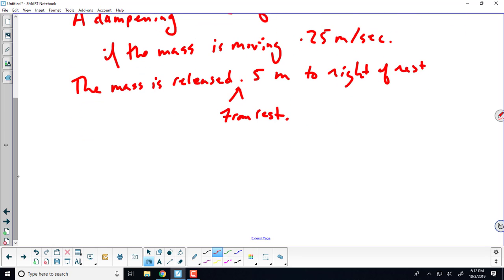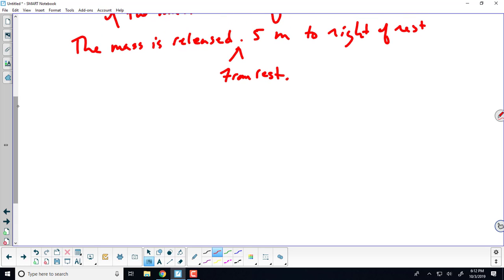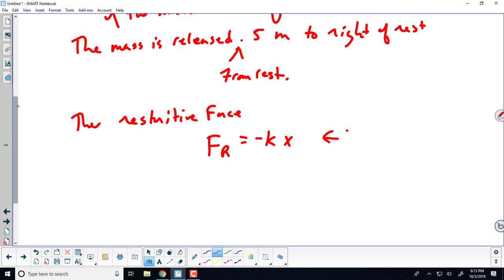So let's go ahead and figure out our calculations to set up the differential equation. Okay. So there's the restorative force, which is given by FR, opposite in sign and directly proportional to the distance stretched. So this was called Hooke's law. You've probably seen it before. Anyone not seen Hooke's law before? Great. Okay. So that's Hooke's law.